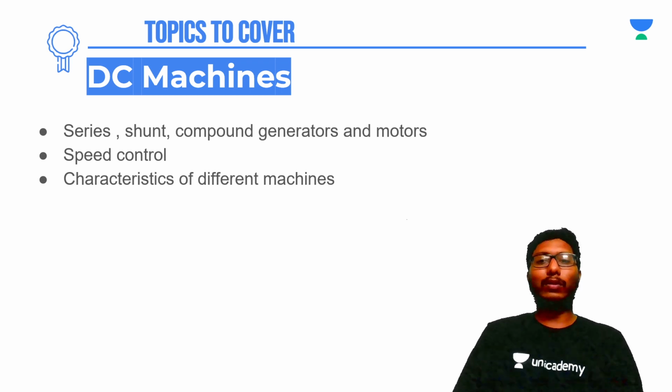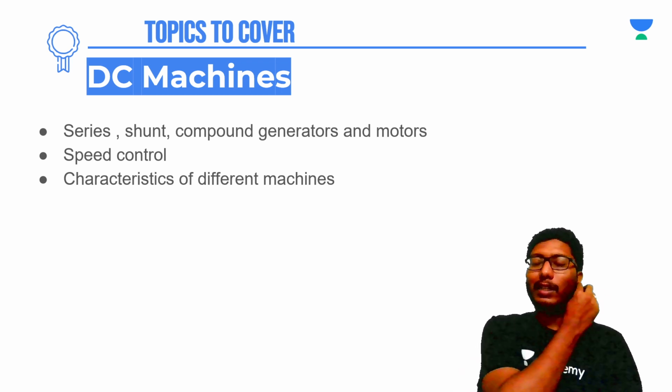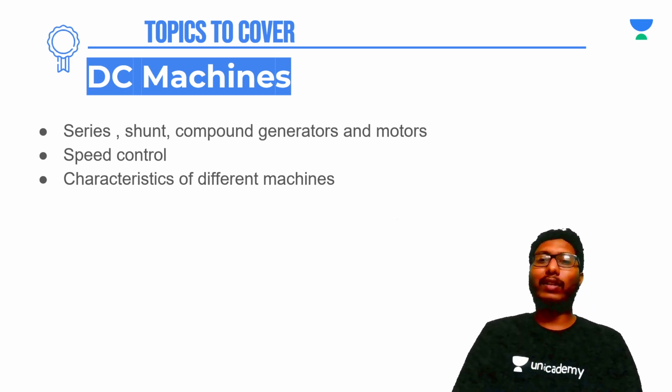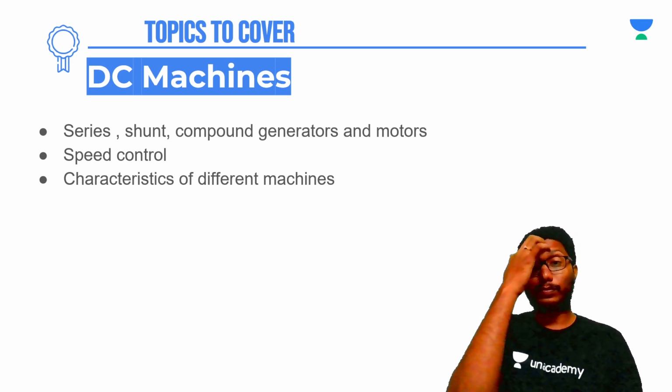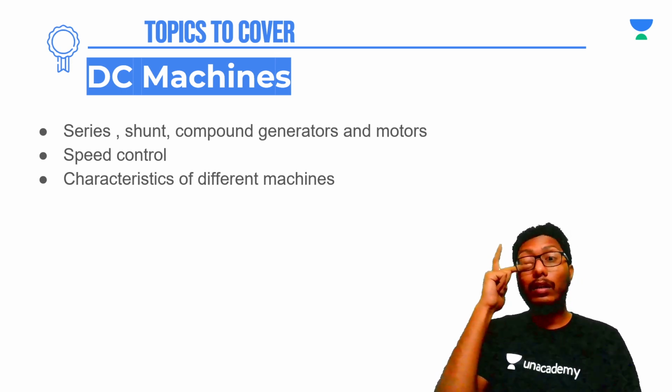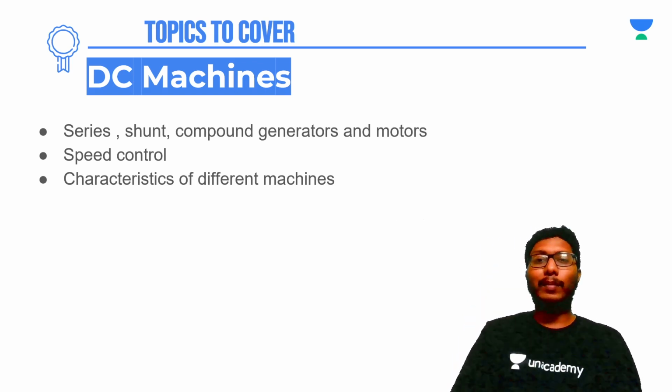But you should know the definitions of all the parameters I mentioned. Phi is flux per pole, Z is the number of conductors, P is the number of poles, and N is the number of revolutions. A means the number of parallel paths.